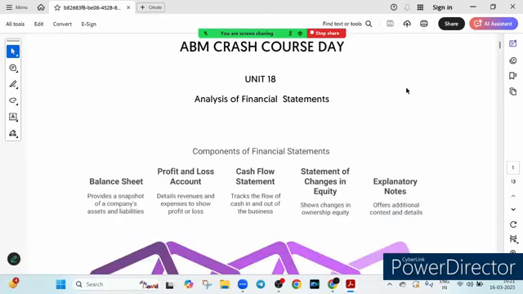As we have done in lecture number 1, our main motive of this crash course is to make our concept clear, see only those topics which are important from an examination point of view, and practice more and more MCQs and case studies based on them.